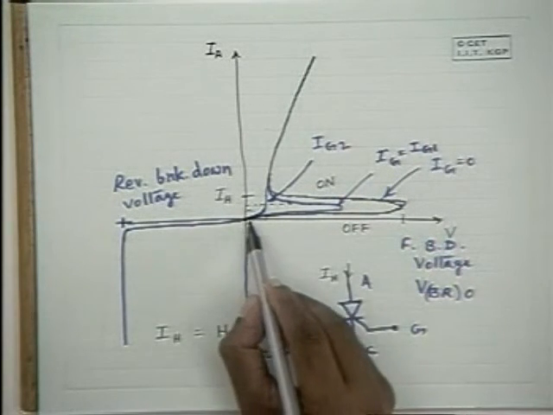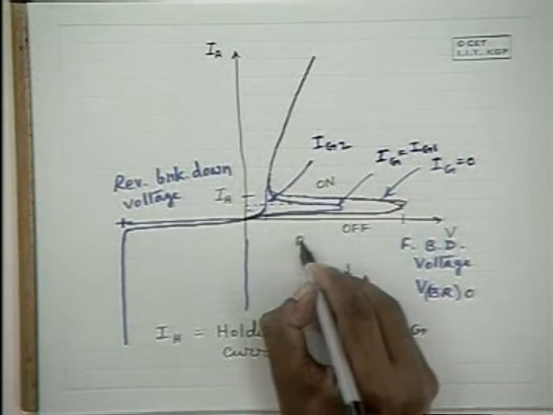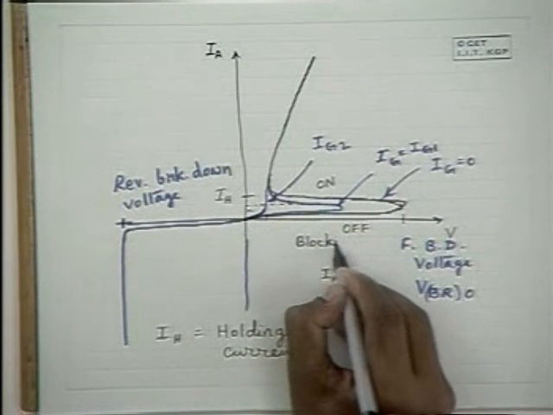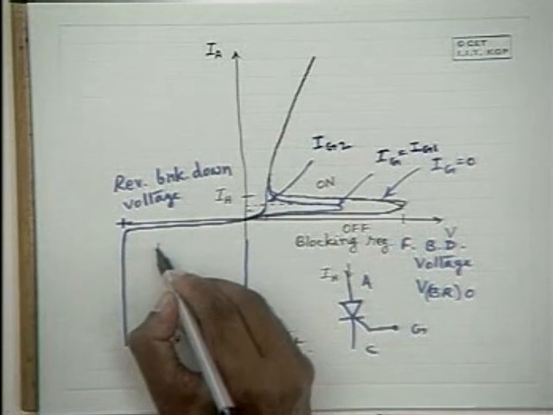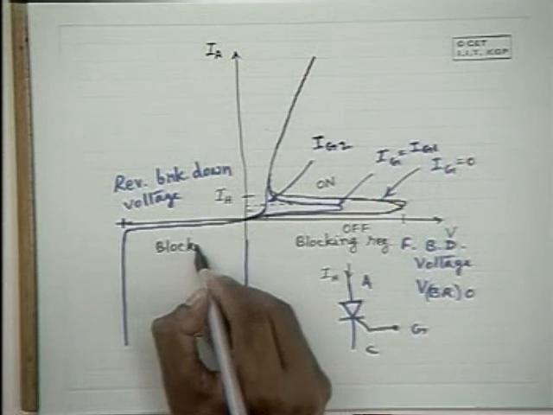Please note that this is known as the blocking region in the forward direction, and this is the blocking region in the reverse direction.